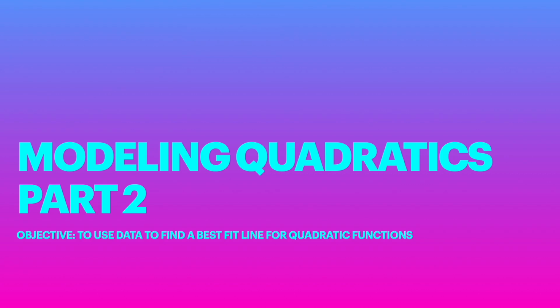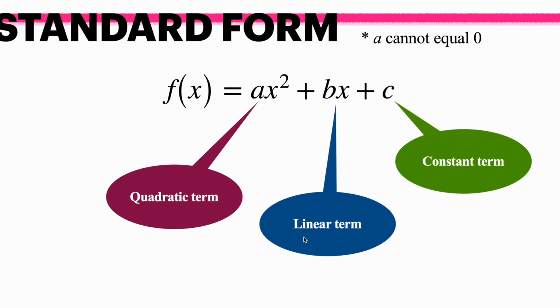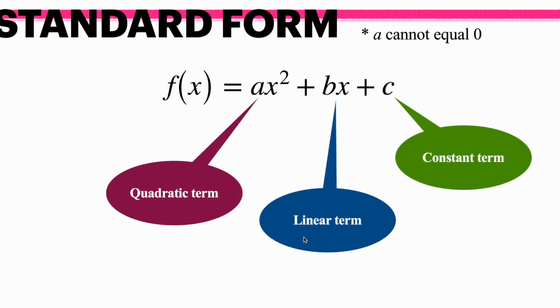In this video, we will learn how to use data to find a best fit line for quadratic functions. Again, a quadratic function in standard form is going to be ax squared plus bx plus c. Ax squared is considered the quadratic term, bx is considered the linear term, and c is considered the constant term. And note that a cannot equal 0, because if a did equal 0, 0 times x squared would give you 0, leaving you with a linear equation.